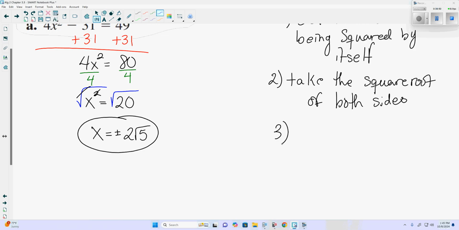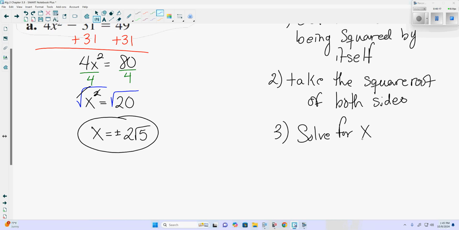Now, there is a third step. Solve for x, solve for the variable. Here, the variable is by itself, so we are done. X is indeed equal to positive or negative 2 square root of 5. Any questions on this here? Yep. So we good with this here so far?